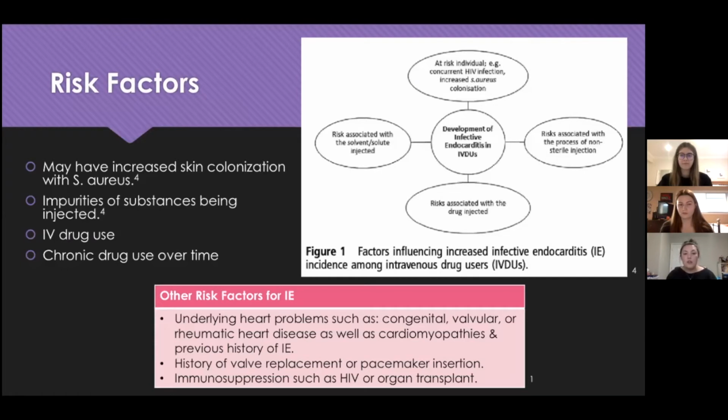And eventually, over time, this damage to the endocardium and tricuspid valve serves as a good place for bacteria to grow and colonize. The table on the bottom describes some other risk factors for infective endocarditis. These combined with any of the above put them at a greater risk for developing this infection.